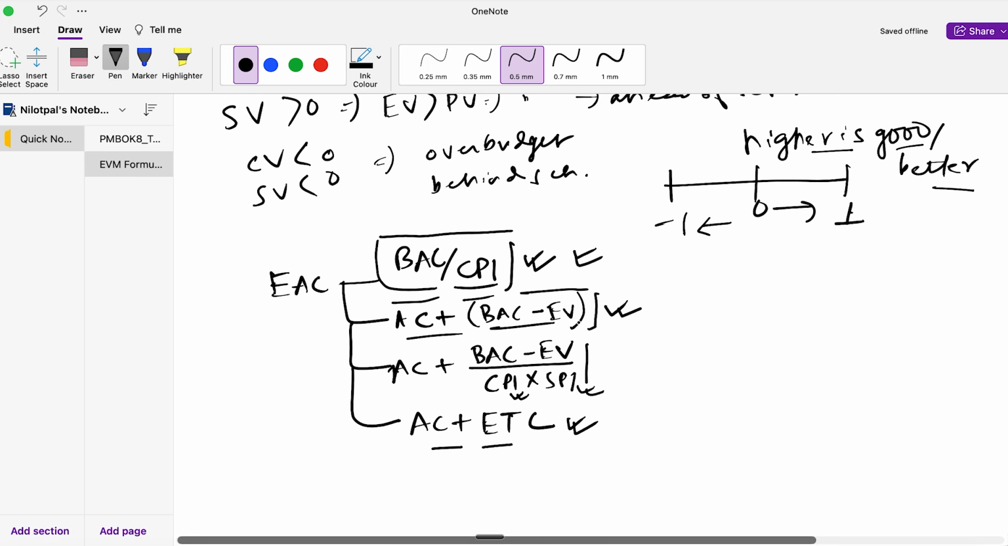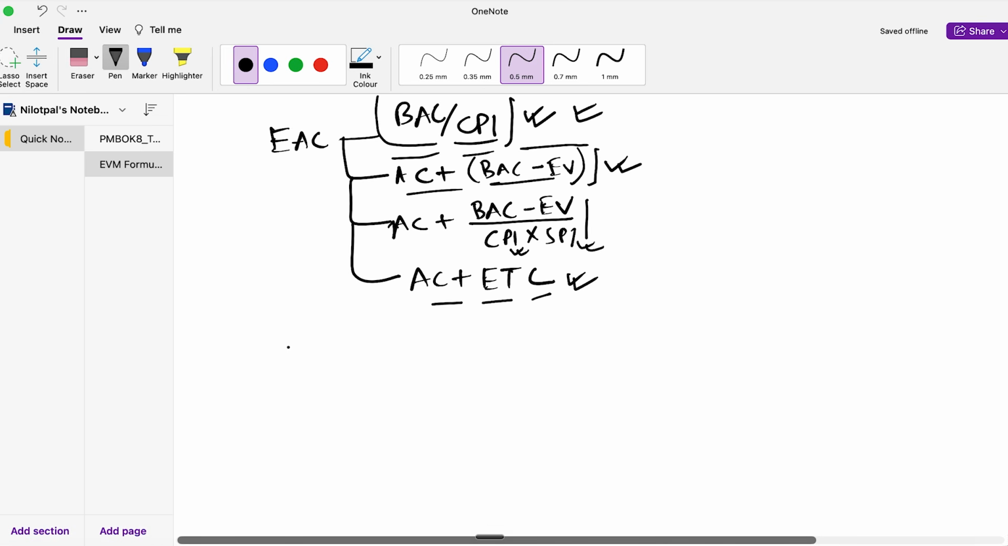Okay, next, EAC is equal to AC plus BAC minus EV if it says that the cost overrun was a fluke or a one-off. Next, EAC is equal to AC plus BAC minus EV divided by CPI into SPI, which means that both the cost performance index and the schedule performance efficiency will affect the final cost of the project. And finally, EAC is equal to AC plus ETC, and this formula needs to be applied if it says that a new estimate was done because for whatever reason the previous estimate was null and void. So you need to remember these 4 formulas as part of your estimate at completion.